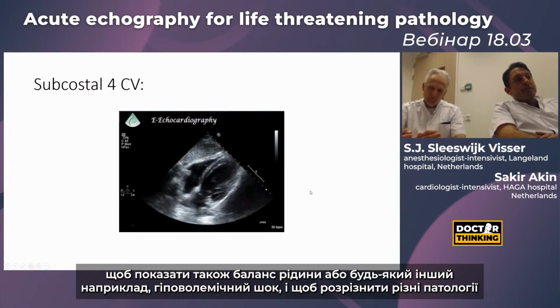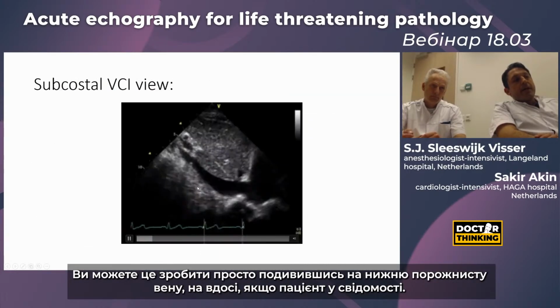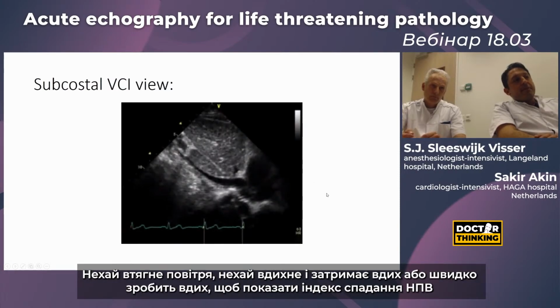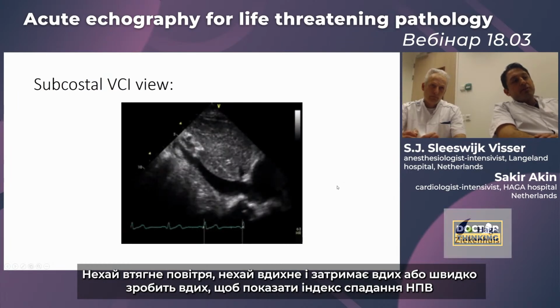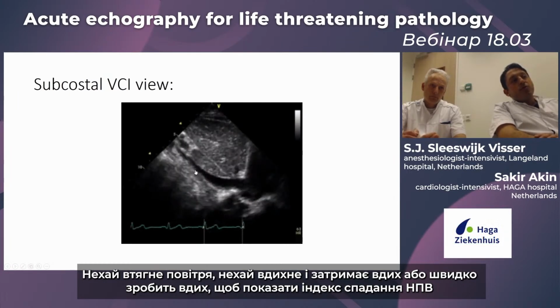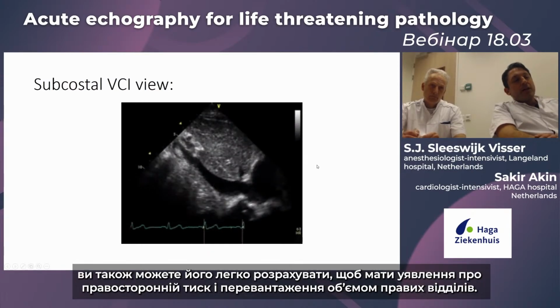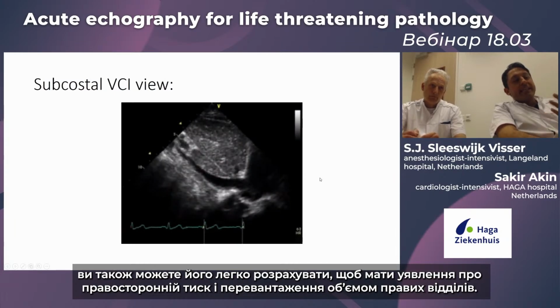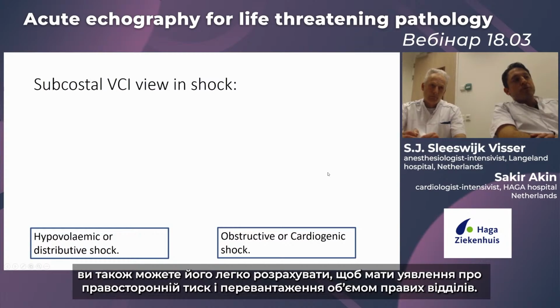between different pathologies. You can do it just easily by looking at the inferior vena cava, by sniffing. If the patient is awake, let them sniff, let them inspirate, at end inspiration or acutely inspirating, to show the collapse index of the vena cava inferior. You can calculate it also easily to have an idea about the right-sided pressures and right-sided volume overload.